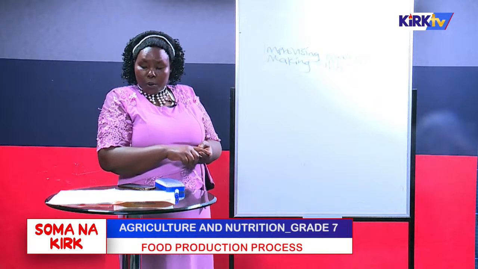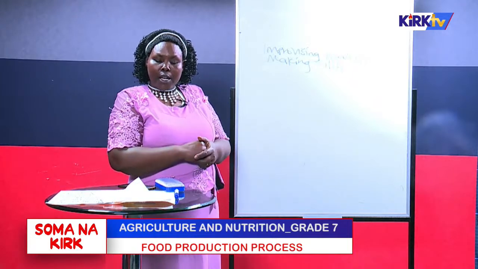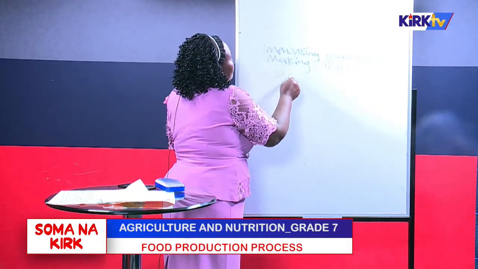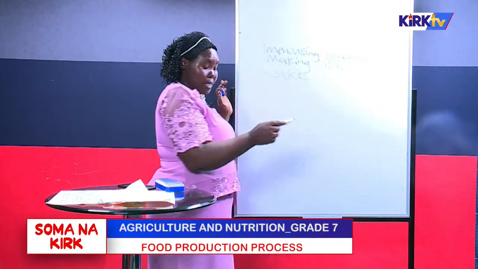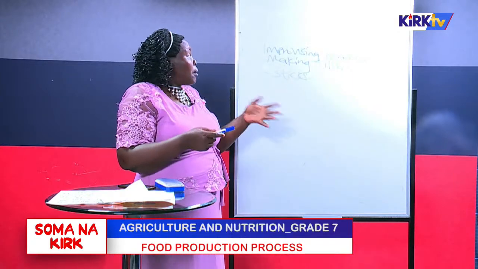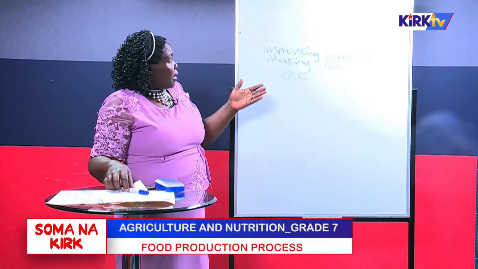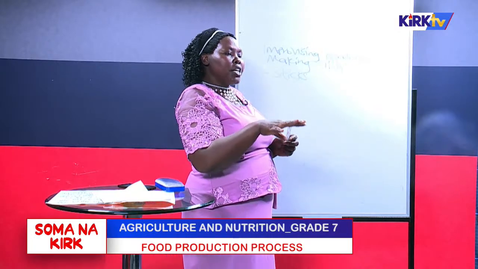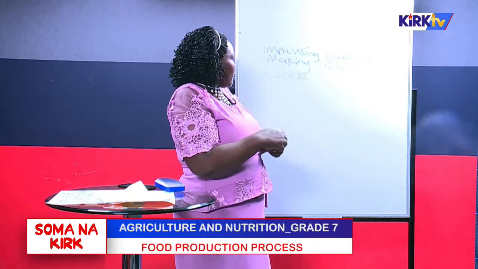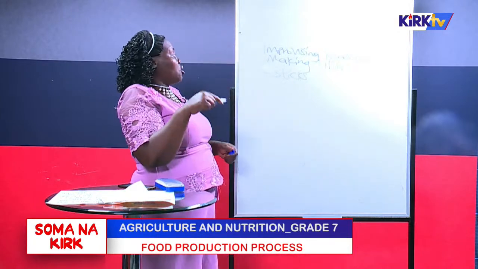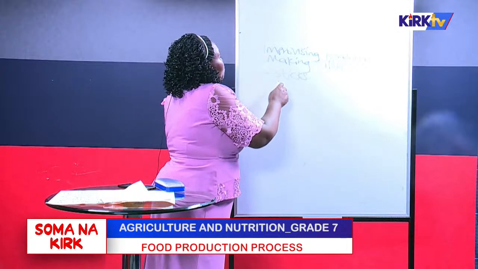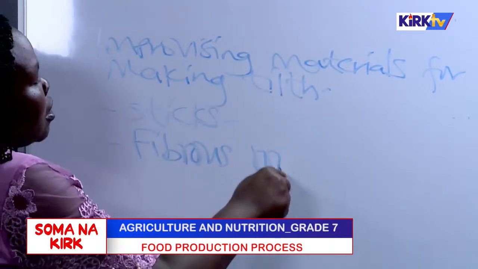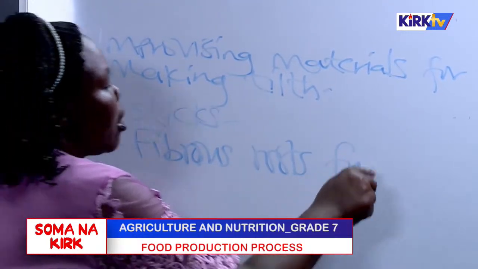Now, we can use things like sticks to break up the lumps. After the land is tilled using the jembe or the others for primary tillage, then you can use sticks to break those lumps into small soil particles to make the tilth that is required. You can also use the fibrous roots from maize or from corn.